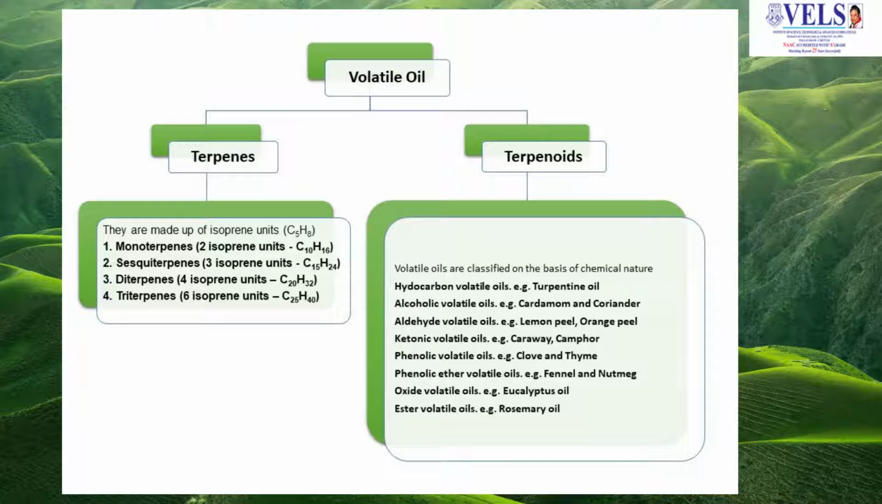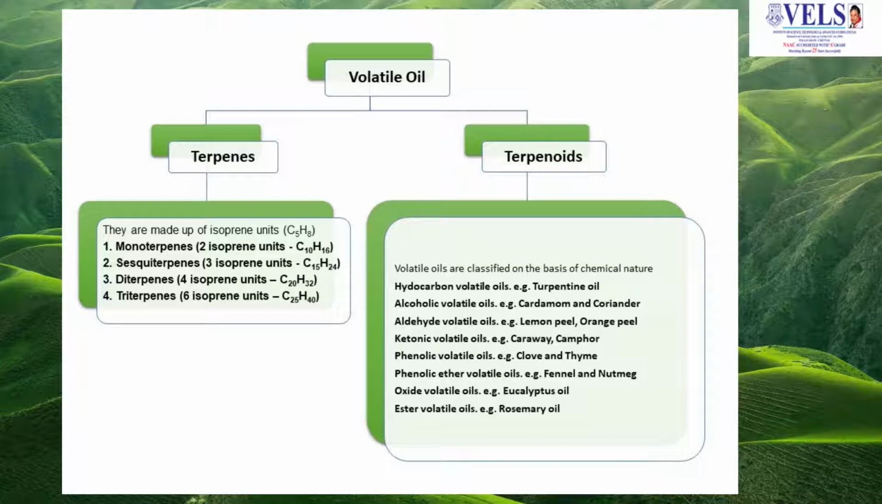Terpenes are made up of isoprene units with molecular formula C5H8. Monoterpenes consist of two isoprene units, and diterpenes consist of four isoprene units. Triterpenes, six isoprene units. All will be in even numbers. Whereas sesquiterpenes consist of three isoprene units.